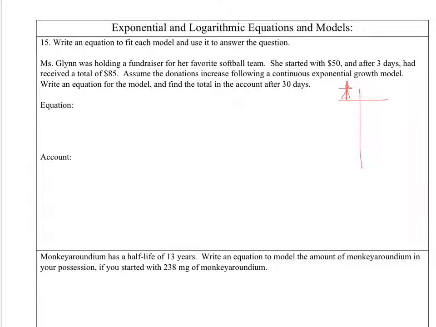So time and money. Let's just use x and y. Why not? So on day 0, she's got 50. On day 1, she's got 85. The donations increase following continuous exponential growth model.